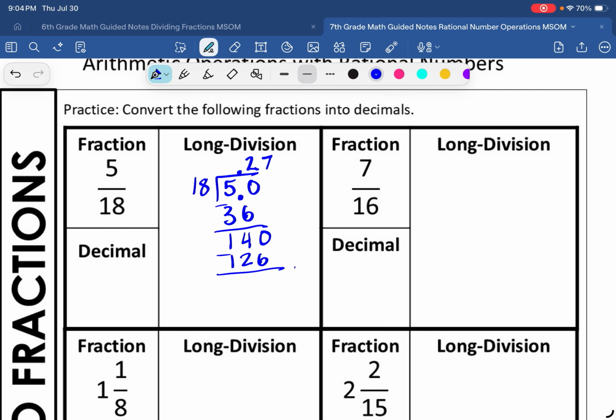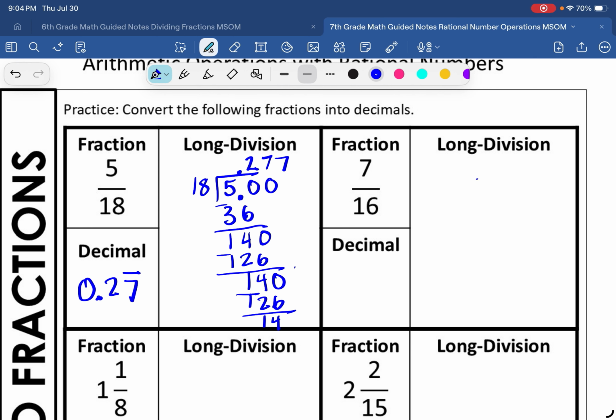Subtract is 14. I'm going to keep going, bring down my 0. 18 goes into 147 times. If you can see what's going to happen, this pattern will keep repeating. So my decimal will be 0.27. Now I'm only going to write the line over 7 because only the 7 is repeating. So 0.27 repeat.